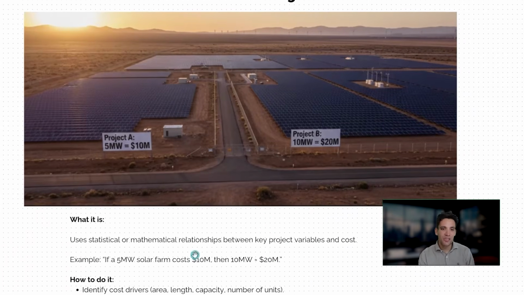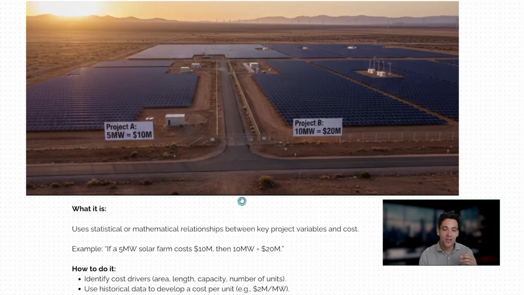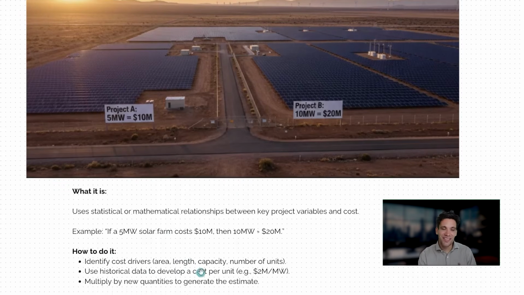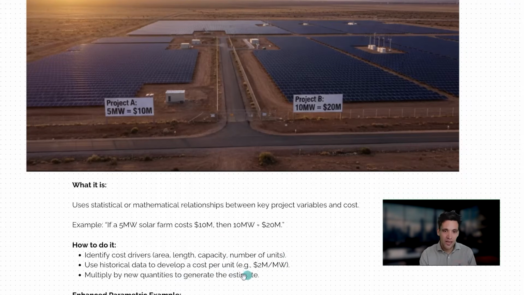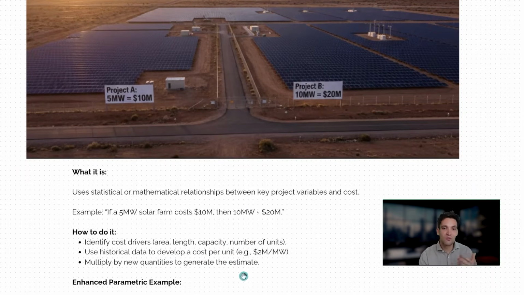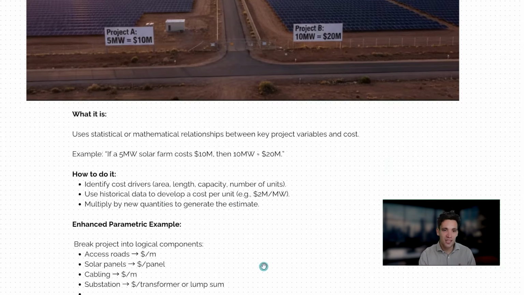What we're doing here is we're using statistical or mathematical relationships between key projects, variables, and cost. We know that the key driver of the cost of this project is the size of the solar farm in megawatts, so we're using that to determine the forecast cost of another project. To do this, it's very simple. We need to identify the key cost driver for the project. For example, if it's a solar farm, it'll be megawatts, but it might be the length of roads or the number of units of a building. We use historical data to develop a cost per unit. So for example, in this example, $2 million per megawatt, we multiplied by the new quantities to generate the estimate.